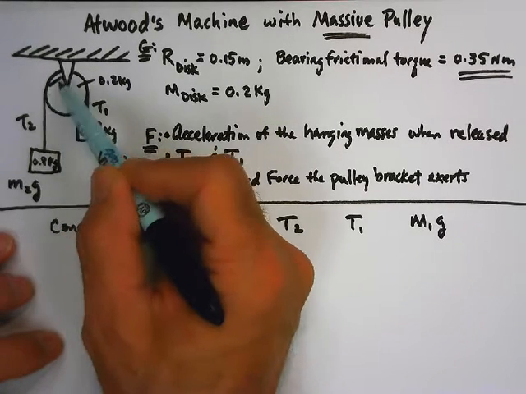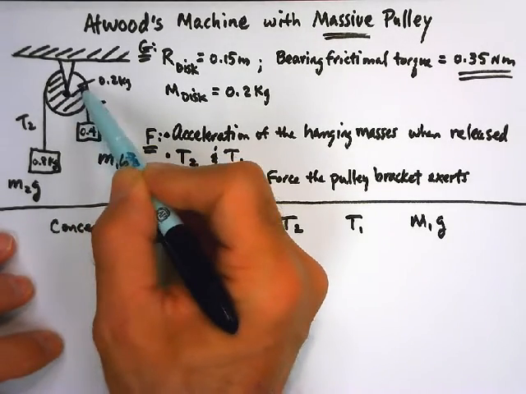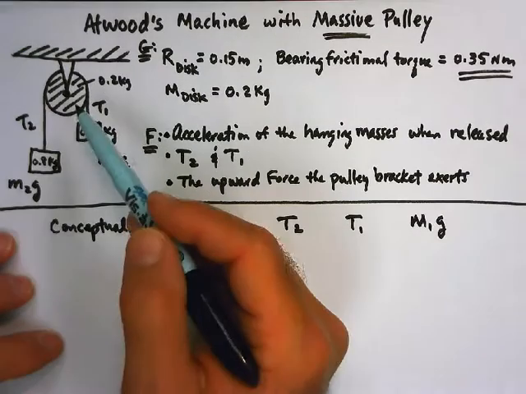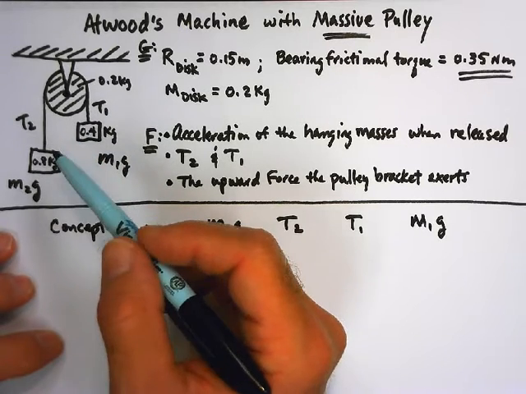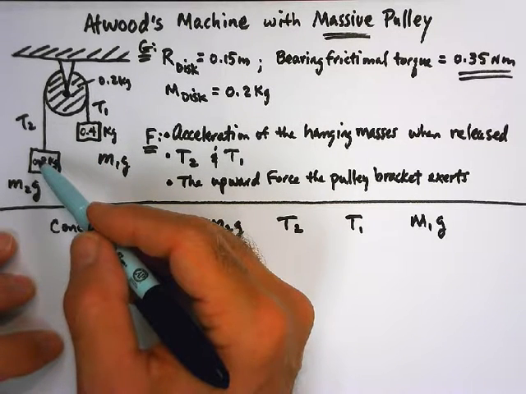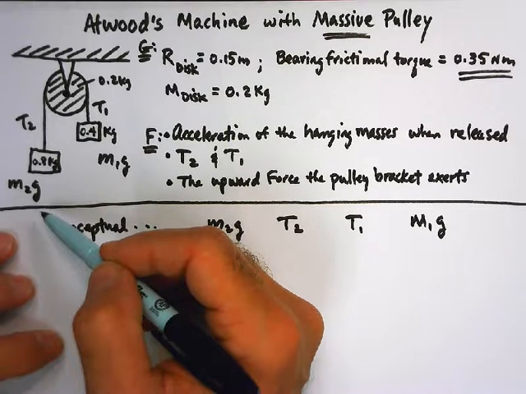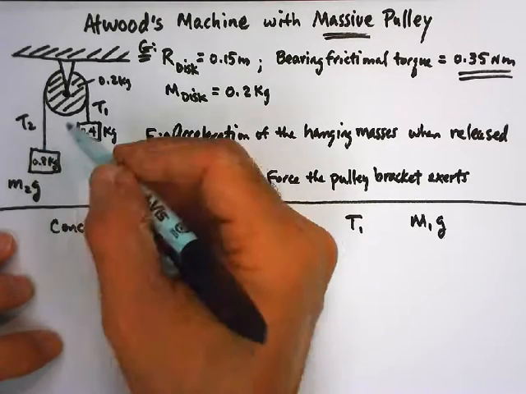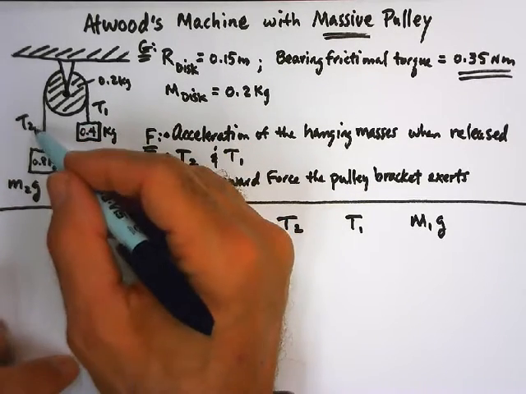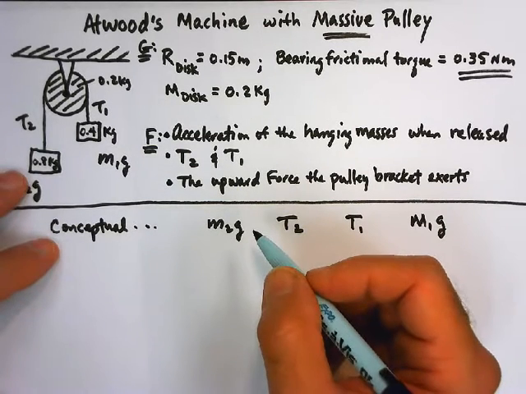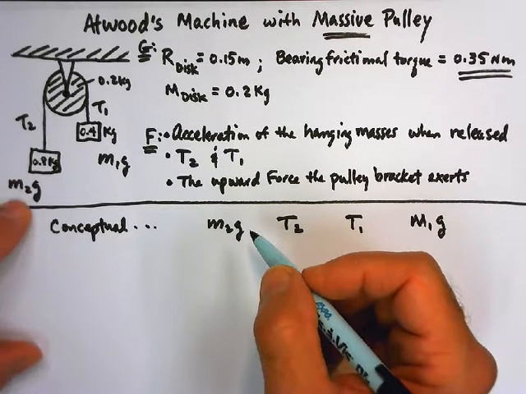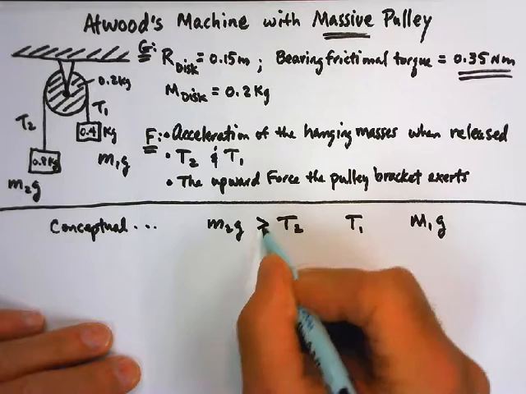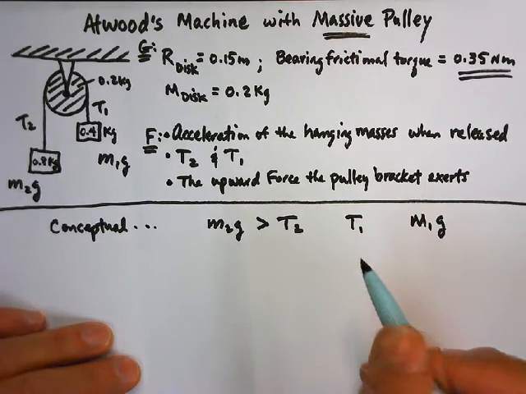Well, because this pulley is so massive, it has a lot of rotational inertia. And so therefore, when this weight is released and tugs, since the overall movement is downward, the tension T2 must be smaller than m2g, or the weight of this 0.8 kilogram mass. So I'm going to put m2g is greater than T2.